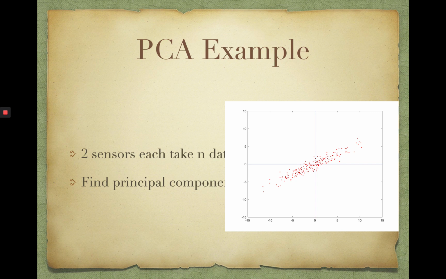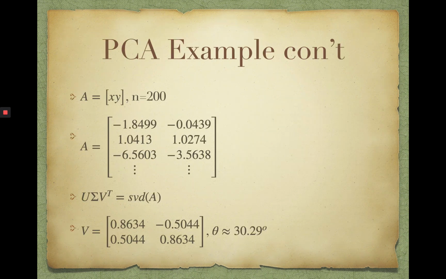So imagine, here's a smaller set. Two sensors take a bunch of data. I want to find the principal components. Anyway, I make a matrix A where I put the X in one column, the Y in the other column, 200 data points. So you can kind of see it, there's my XY. That really is the first several pieces of data from what I generated, and it just keeps on going.